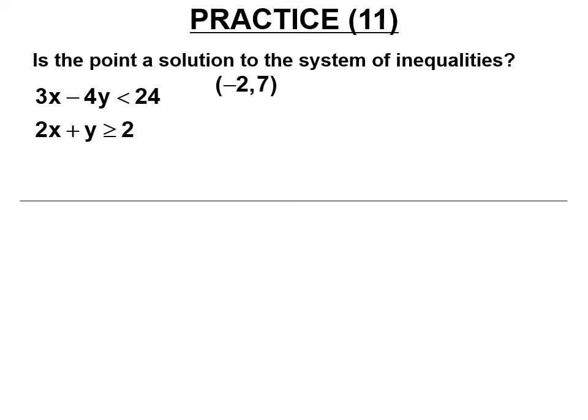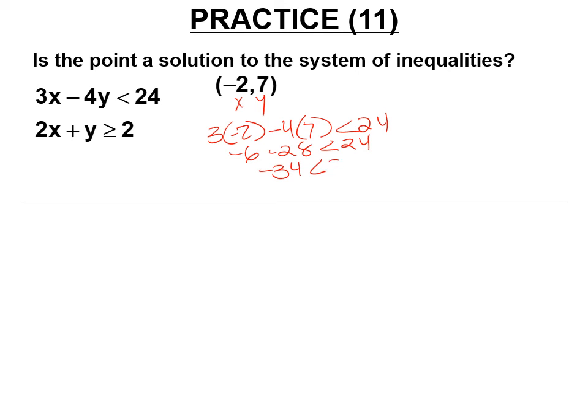Okay, so you could go graph this whole thing, and that would take you a long time, or you can just put this x and y into it. We need 2 yeses to be a yes. So 3 times x, x is -2, minus 4 times y is less than 24. 3 times -2 is -6, minus 28, less than 24. That's -34, less than 24. So that's a yes. So we have to go check the other one.